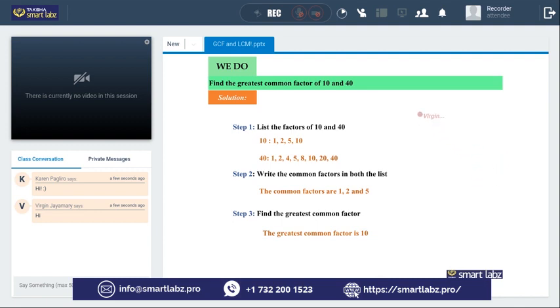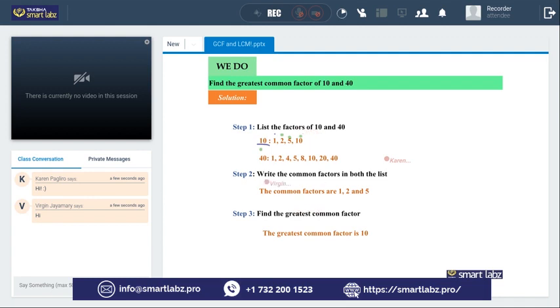Find the greatest common factor of 10 and 40. List the factors of 10 and 40. So here, you want to underline? Yes. You want to go ahead and do it? So, 10. Right here, 1 times 10 is 10. 2 times 5 is 10. And 5 times 2 and 10 times 1. So these are all repeated.